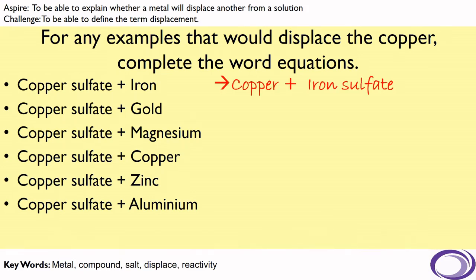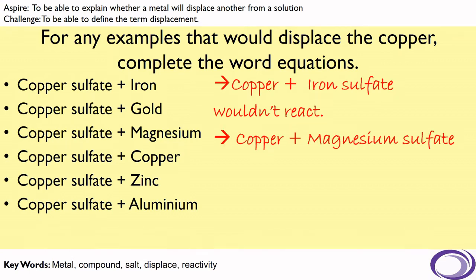So iron would displace copper from copper sulfate, so you would form copper plus iron sulfate. However, gold is less reactive than copper, so this would not react. There would be no displacement here. Magnesium is more reactive than copper, so we would have copper and magnesium sulfate form.